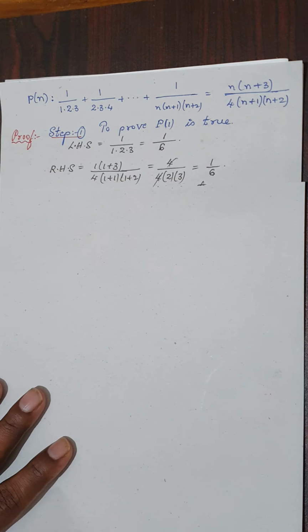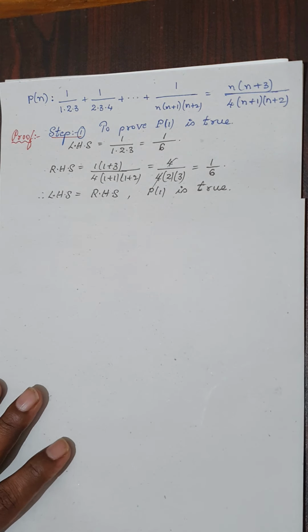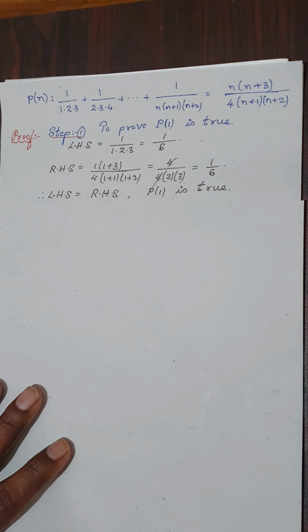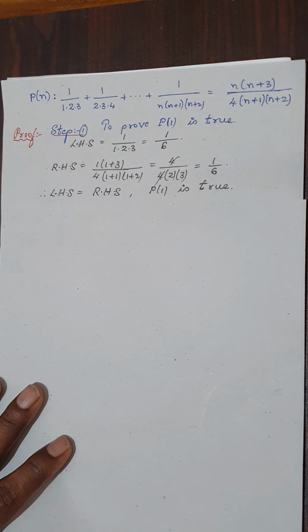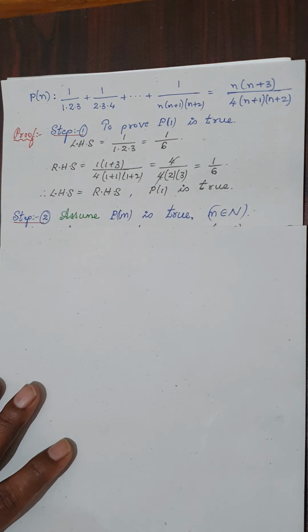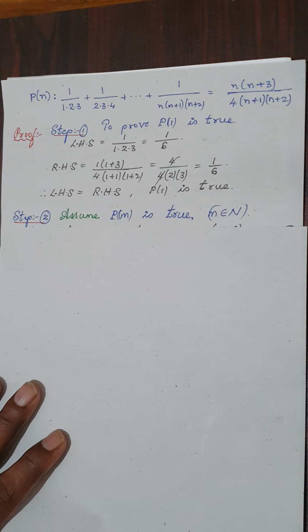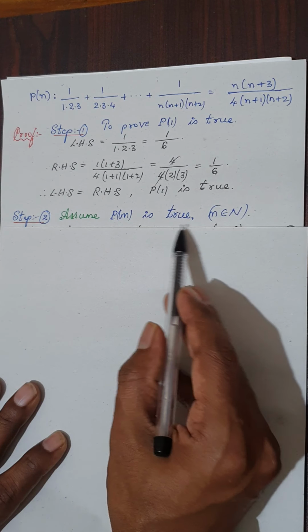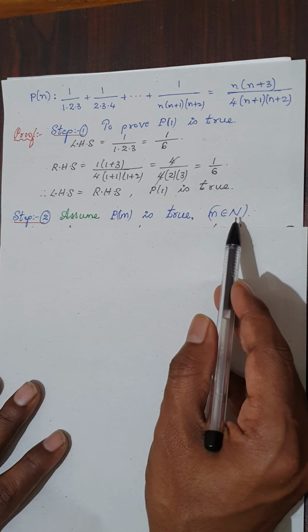So you can easily see there, your LHS is equal to my RHS, hence P of 1 is true. Okay, so that concludes the simple step, which is step 1. Here comes step 2, which is the simplest one, which is to assume the P of m is true for some m belongs to N.